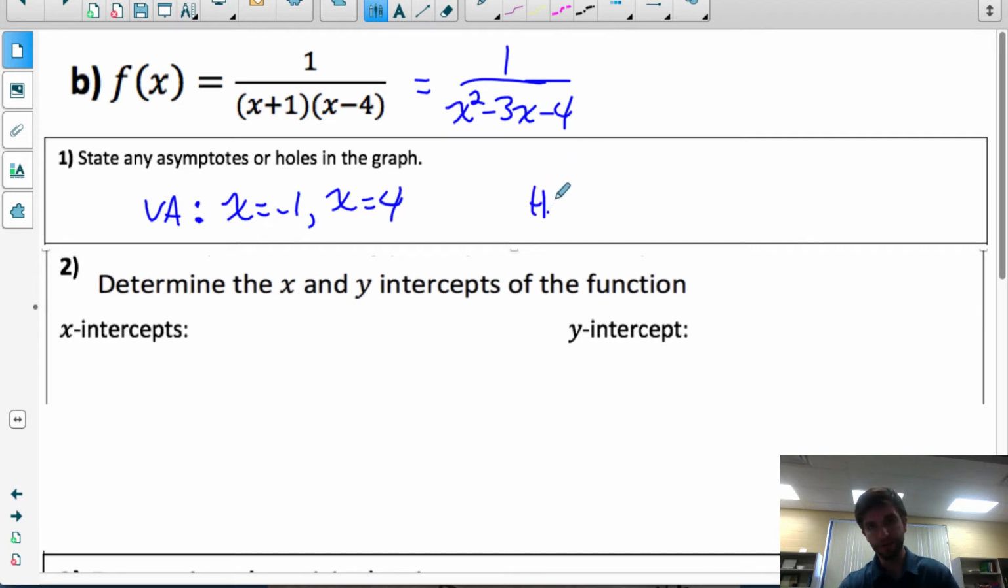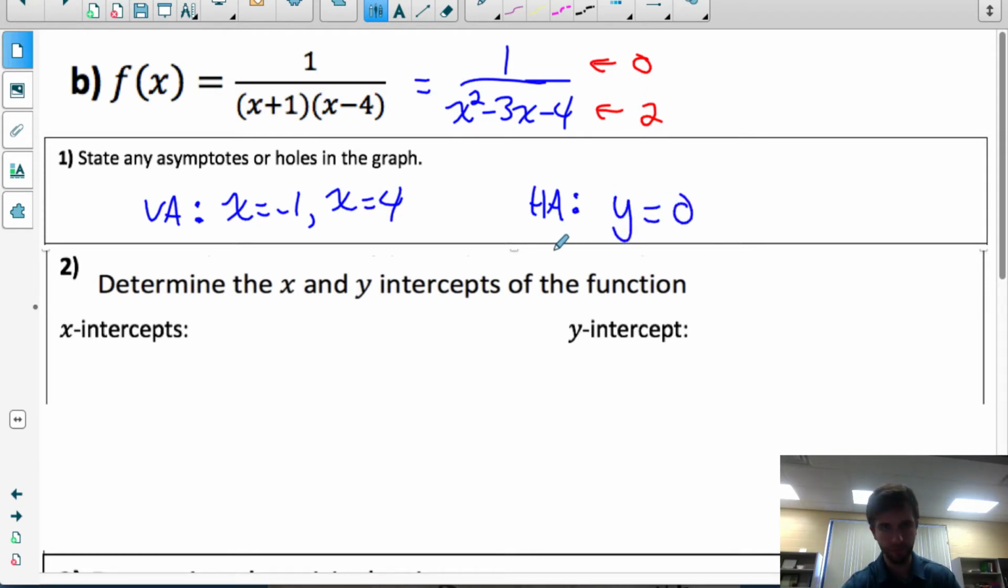This function also has a horizontal asymptote, and in fact, any function that has a function in the denominator which is higher degree than the function in the numerator, right? The denominator is degree 2 and the numerator is degree 1. So any function where degree of denominator is greater than degree of numerator, it has a horizontal asymptote at y equals 0.